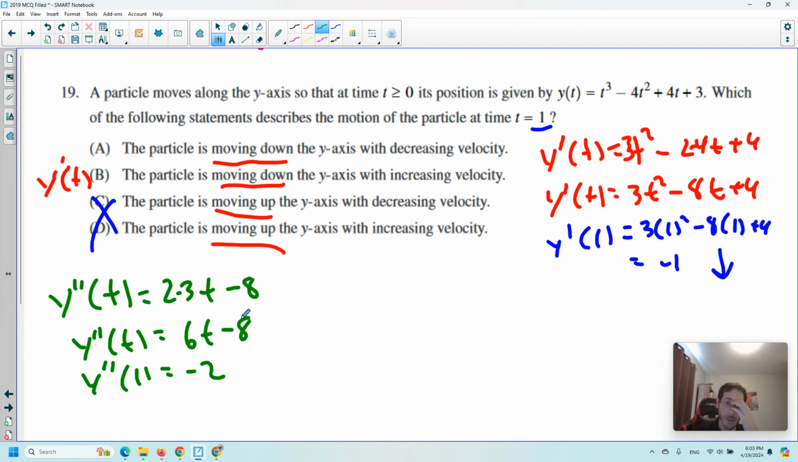All right, so let's see. They used the word velocity and not speed. So we're going down, but our acceleration is negative, so we would be increasing speed, but technically we're decreasing velocity. So velocity is technically going down because it's getting more negative. So I'm going to have to go with A on this one. So we do have decreasing velocity, I believe. So I'm going to go with that one. So we're going to pick that one for 19.